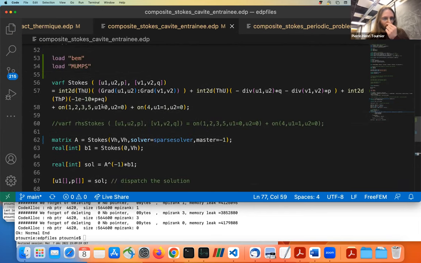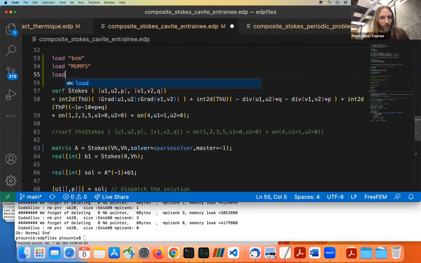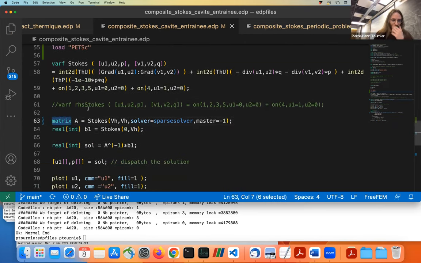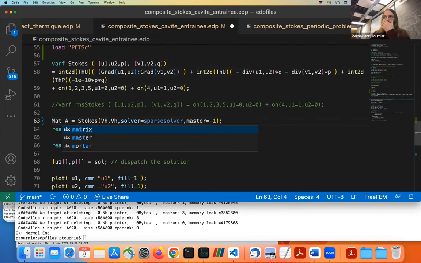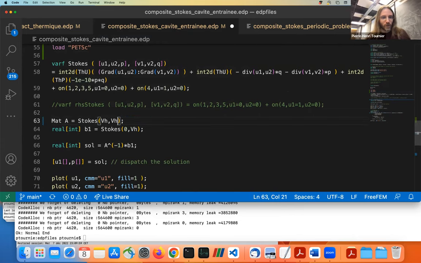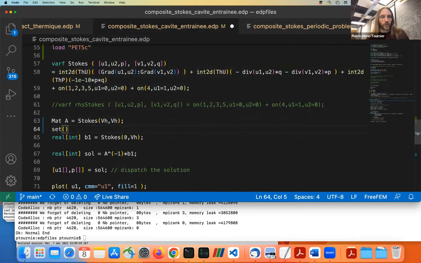But now let's say I want to use PETSc for this problem. So I load PETSc. And now instead of Matrix here, I'm building a PETSc Mat. So I just replace Matrix by Mat. And now I can specify any PETSc solver I want on A. So this is the syntax to give some PETSc flags to PETSc on how you want to solve your problem. The simplest way is actually to use an LU solver.